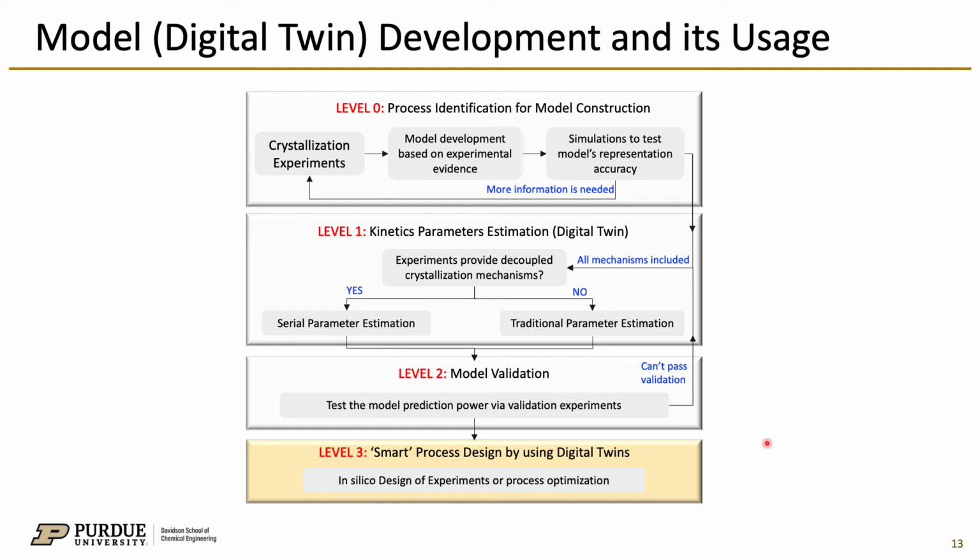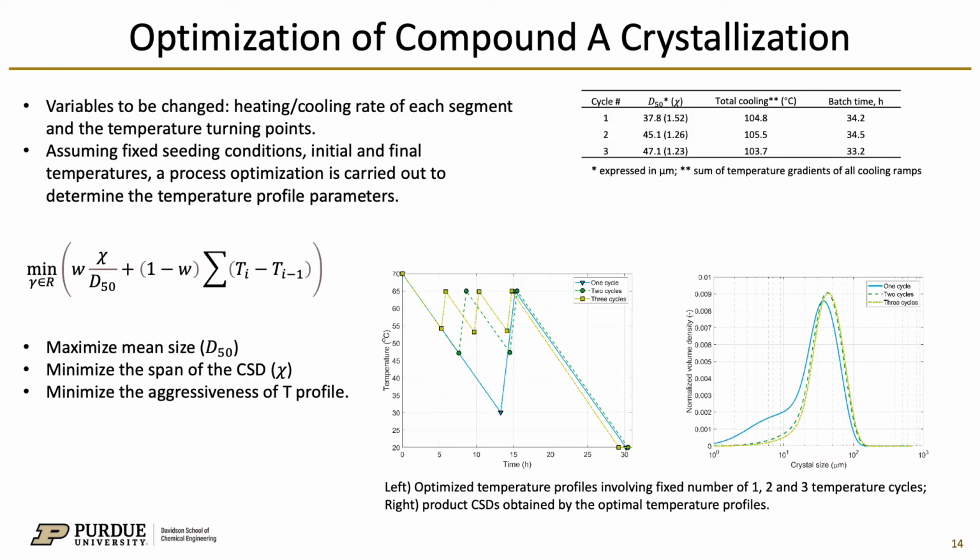After finalizing the digital twin development, process optimization was done by using this digital twin as the last step in our framework. After deciding on the model and validating its prediction power, the model was used in process optimization.